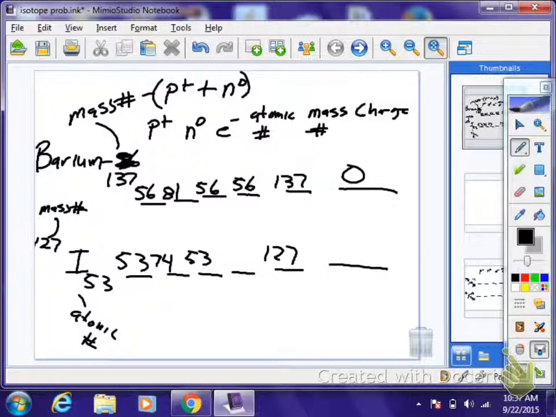Could you just do this the whole year? No. Then atomic number is 53. The charge is 0. You're going, okay, I can handle this. Let's do 2 more.